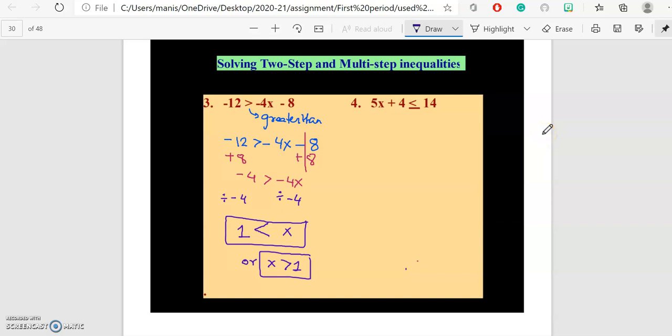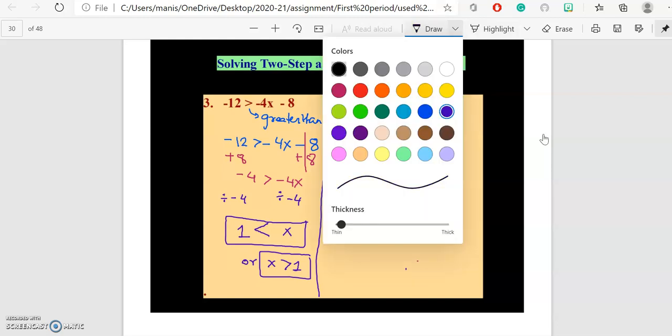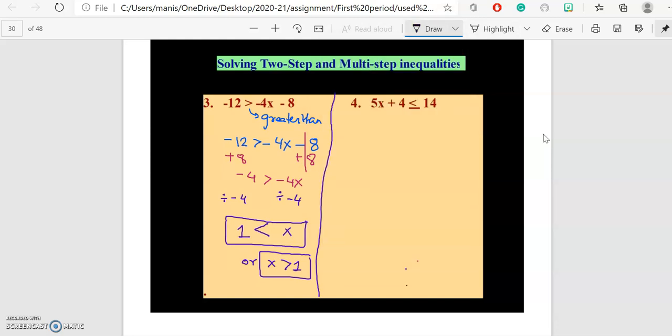Okay, now let's look at question number 2. Question number 2 says 5x plus 4 is less than or equal to 14. So it is 5x plus 4. First of all, I need to get rid of positive 4 over here. For this, I will subtract 4 from both sides. Plus 4 and minus 4 will give me 0. I will bring down my 5x is less than or equal to 14 minus 4, which is what? 10. Now at this step it says 5 times x is less than or equal to 10.